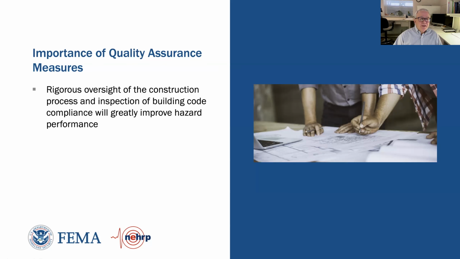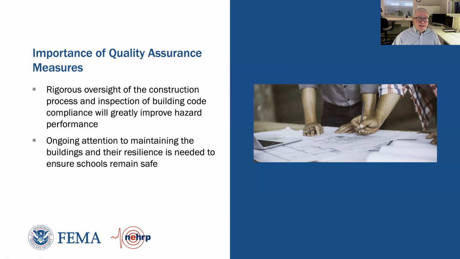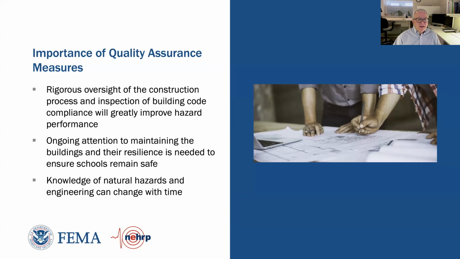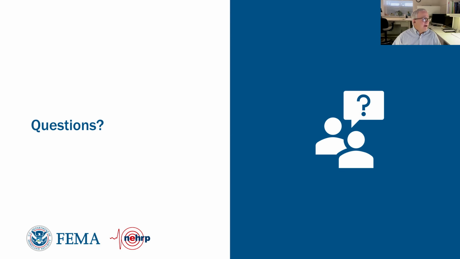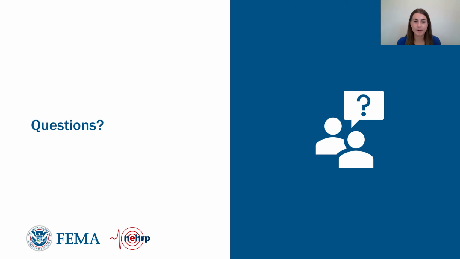So what are some of the quality assurance measures that are of importance to us? Rigorous oversight of the construction process and inspection of the building will greatly improve the hazard performance. So this is critically important in construction of schools and should be taken to heart. Ongoing attention to maintaining the structure and their resilience is needed to ensure that the schools remain safe. And then knowledge of natural hazards and engineering can change with time, and understanding that will help you have better schools. With that, I'd like to throw it back to Gigi and see if there are any questions that I can answer. Gigi? Thanks, Barry.